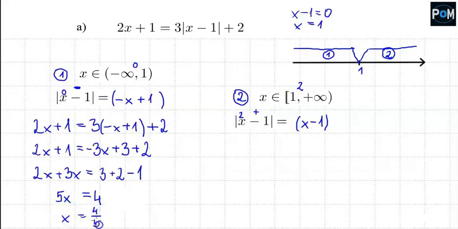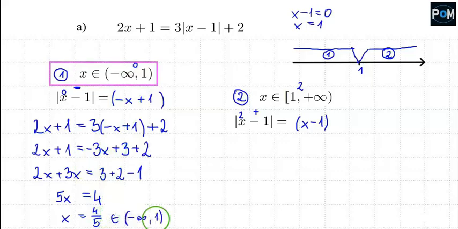And we must also verify if this number belongs to our specified interval. However, in this case, it is perfectly acceptable. This number belongs to the interval from negative infinity to 1. This number is less than 1. This result is okay.